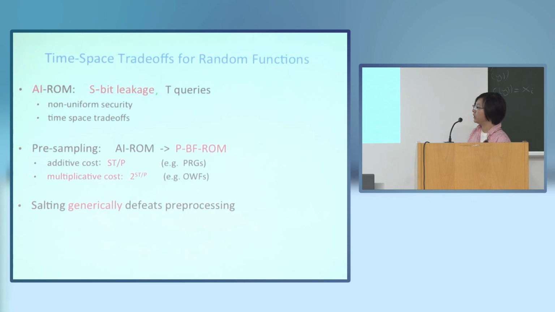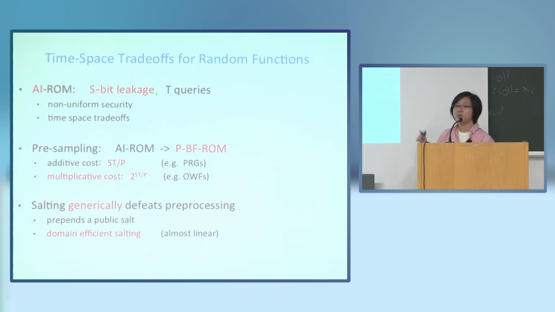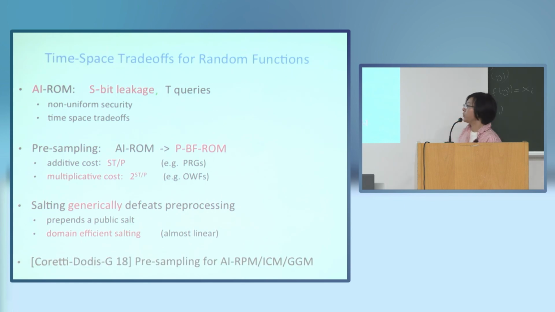For salting, we can prove generically that it defeats preprocessing, either by prepending the public salt, or there's some other way to do it. I also want to mention that besides random functions, we can also do random permutations or other randomly structured objects, like the ideal cipher model and the generic group model. In our work with Sandro and Evgeny, we extend the pre-sampling techniques to other idealized models. So you can use these tools in other idealized models to prove non-uniform bounds.